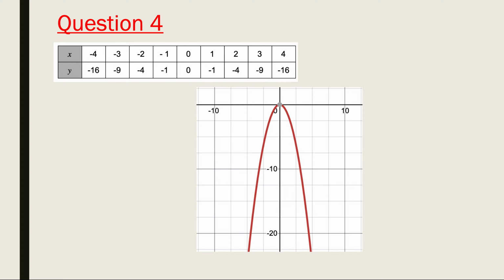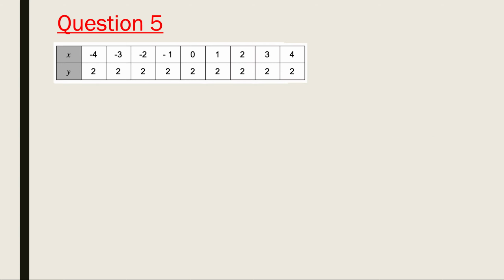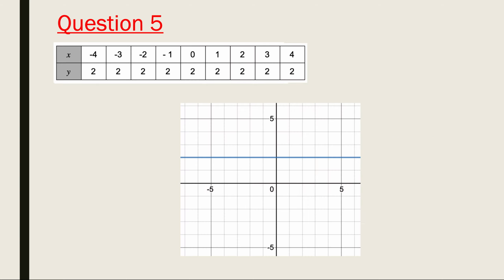And if you plot it, you should have come up with something like this. Again, here we have a nonlinear relationship. And this one is called a parabola as well. And the formula is y equals negative x squared. Question 5 was this one, the table.